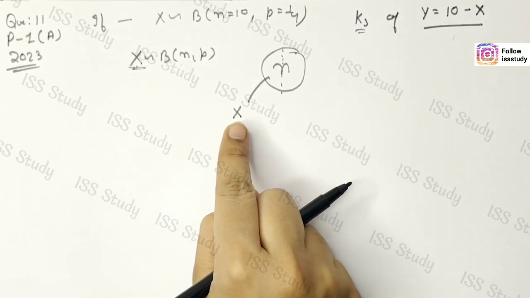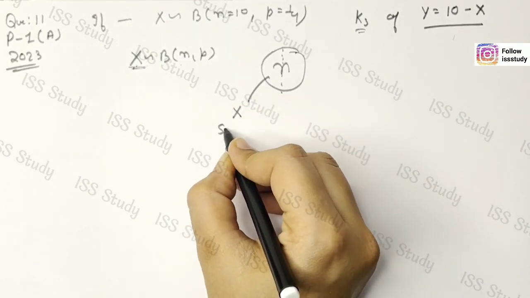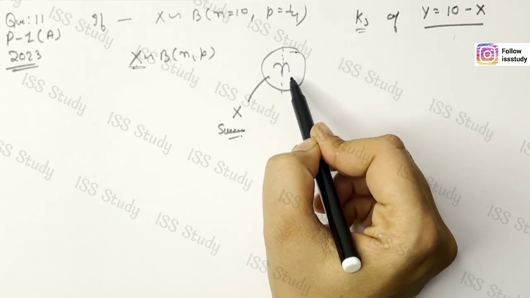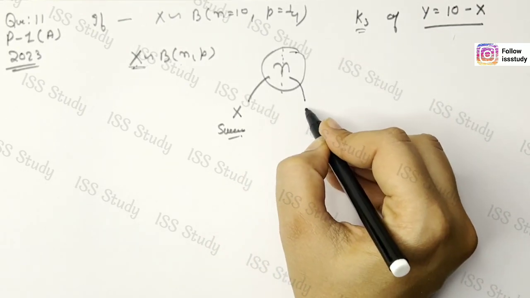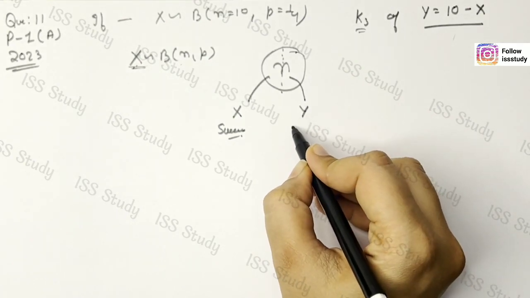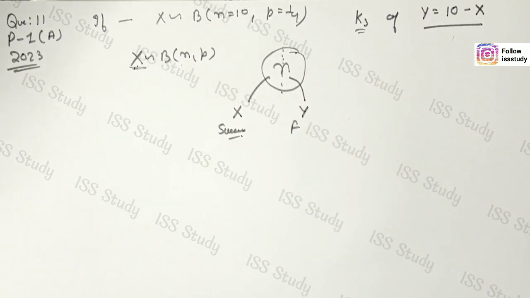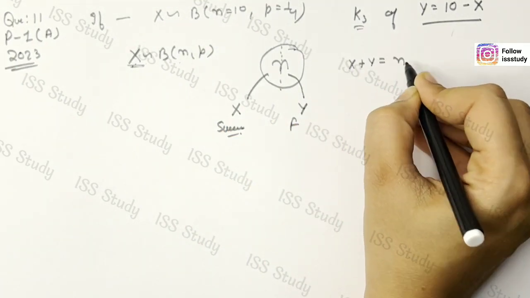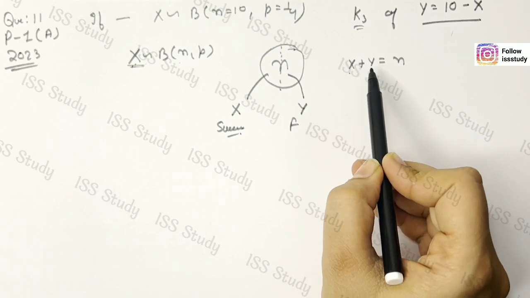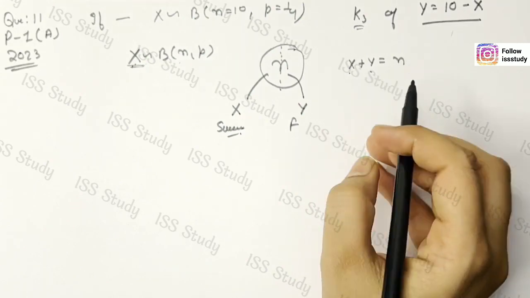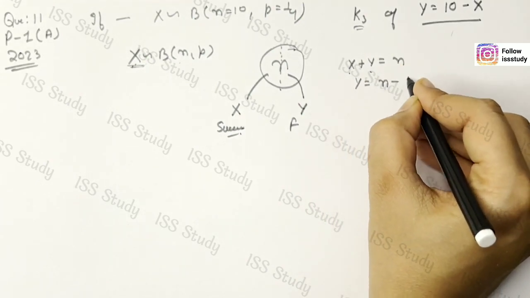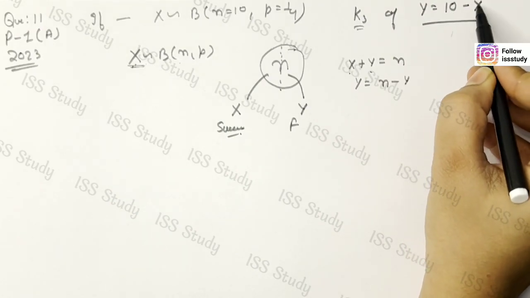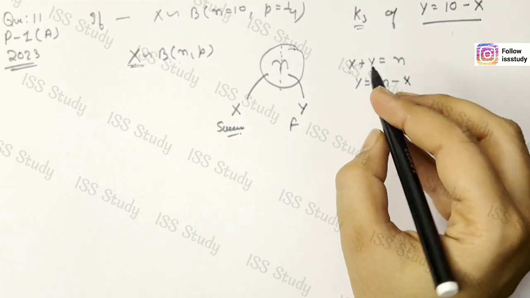Suppose this portion is representing x, and x is representing the number of successes in these n independent trials. Obviously we are left with another part, so I'm going to consider it as y, and this represents the number of failures. So it is clear from here that x plus y will be equal to n. So the value of y will be n minus x, which is written here.